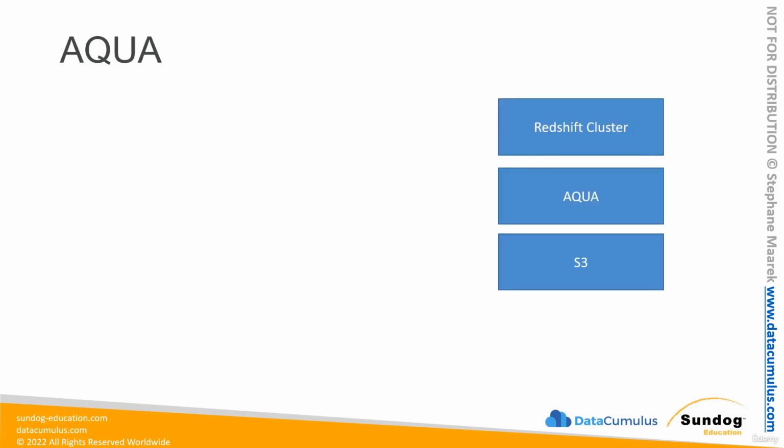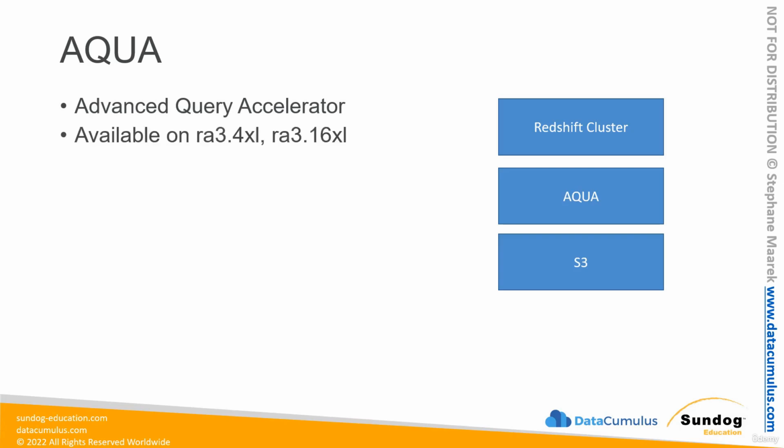Also, something relatively new, 2021, I think this was introduced. It's something called Aqua. That stands for Advanced Query Accelerator. And it's this layer that sits between S3 and your Redshift cluster. So if your data is stored on S3 under the hood, Aqua will accelerate the processing of that data by doing it closer to where the data is.